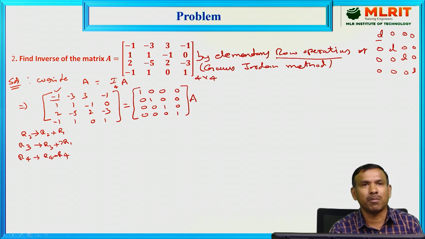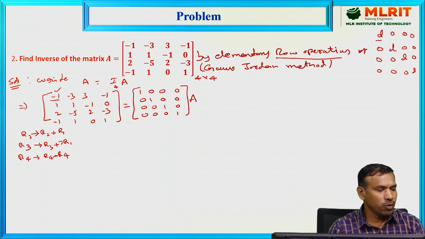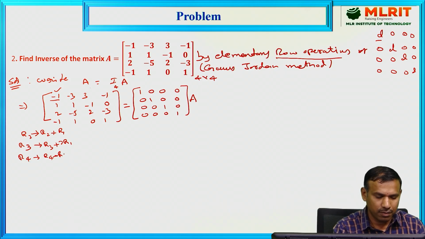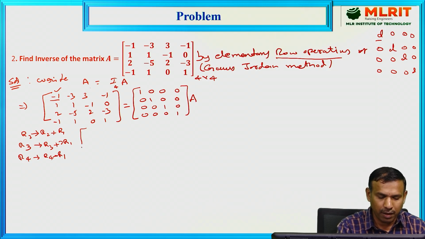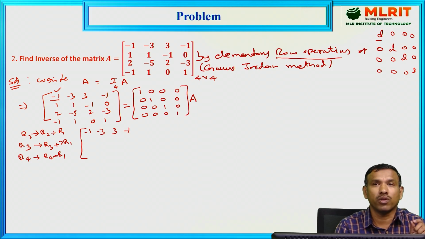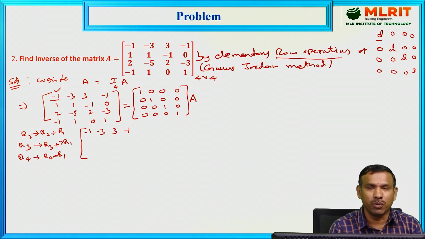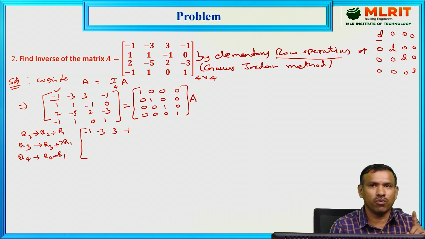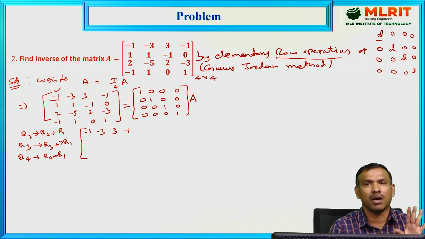So the first row: R2 plus R1, R3 plus 2R1, R4 minus R1. Now applying this, the first row we are using has no change: -1, -3, 3. Whichever row we are using should not be changed. Most of the students will change different rows, which is not possible. With the first row only we have to make the other rows' elements 0. You can't use a row that is itself getting changed. Any one constant row should be used to apply the row operations.